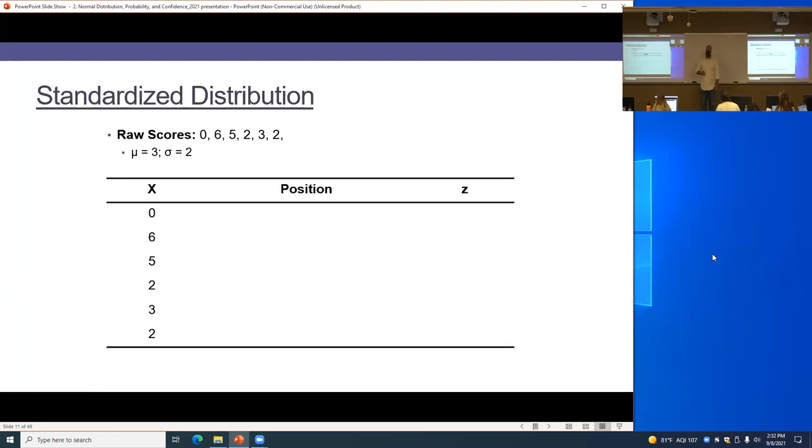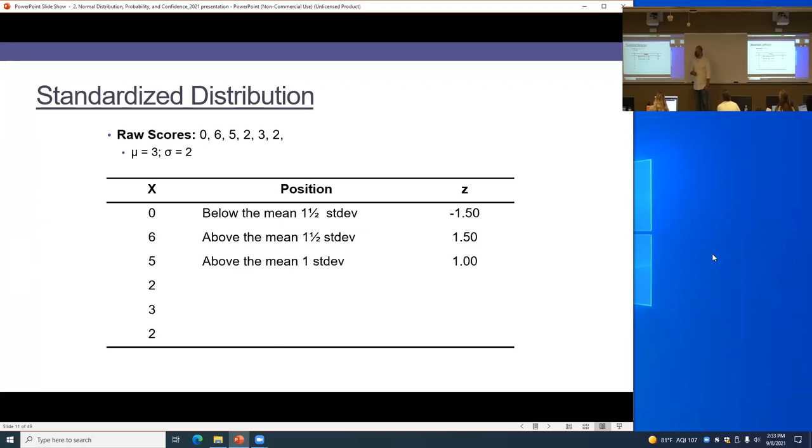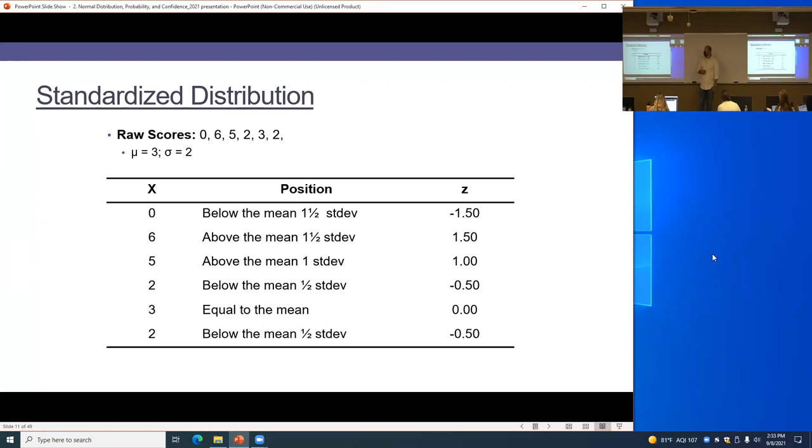Let's say we've got this set of scores here. Okay, small set, right? Here are my values with my mean and my standard deviation. We go down through. My first score is 0, which is 1.5 standard deviations below the mean, a z-score of -1.5. Next is 6, 1.5 standard deviations above the mean, a value of 1.5. Then 5, one standard deviation above, z-score of 1. Then 2, half a standard deviation below. Then 3, equal to the mean, a z-score of 0. Then 2, below the mean, half a standard deviation.